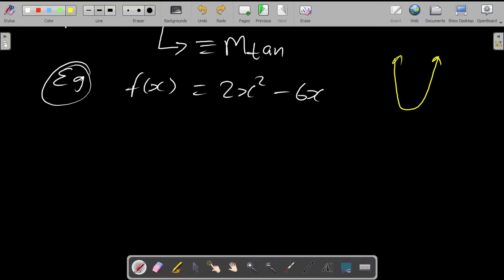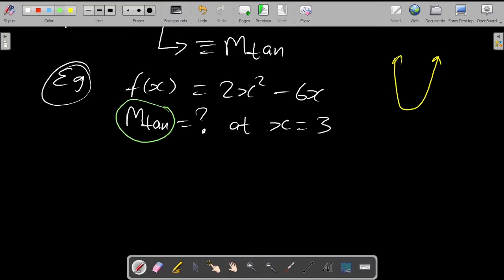Now, okay, let's say we are asked to find the gradient of the tangent to the curve at x equals 3. So what is the gradient of the tangent to the curve at x equals 3? And this is my own notation. I don't think I've seen it anywhere else.